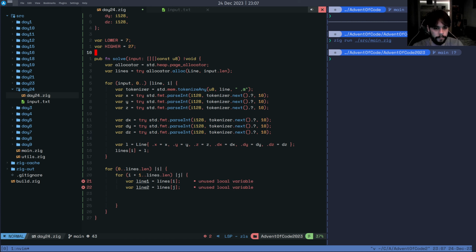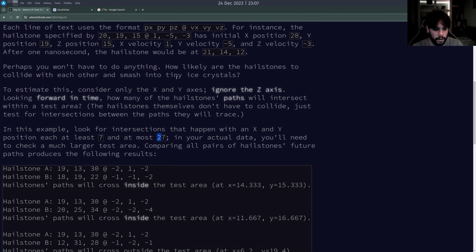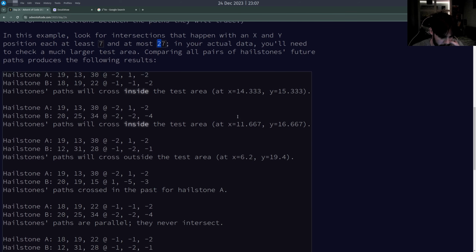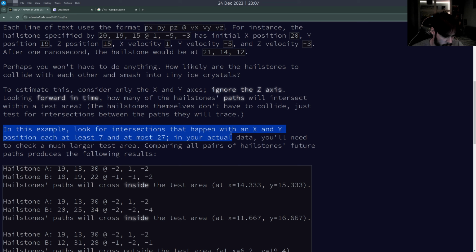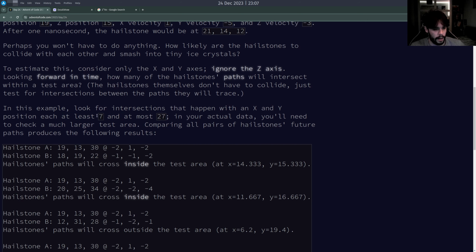And we go. We want an intersection. And I'm guessing it's talking about the x-axis here. It's not talking about the y, because the x does equal time. Oh, no, it does have... Okay, let's have a look. X and y positions at least 7 and at most 27. Oh, so for both, right? So that's correct. Okay, great.